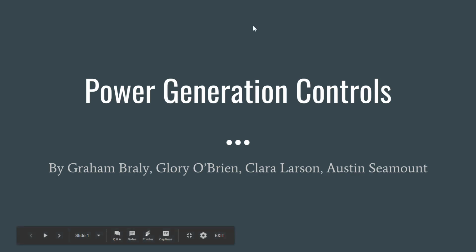This is Power Generation Controls by Graham Brawley, Gloria Bryan, Clara Larsen, and Austin Simon.